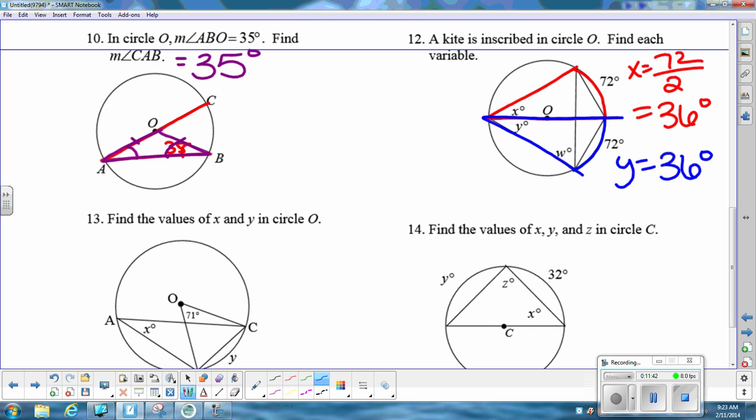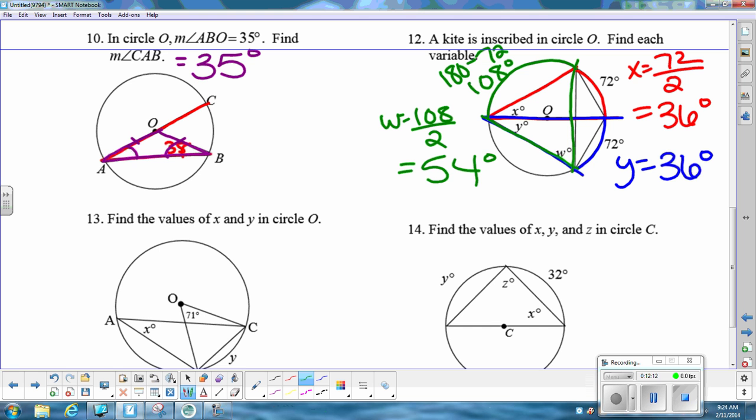So then we look at angle W, which is what I have marked off here in green. It makes this arc. Well, if we notice, the green arc makes 180, which is half the circle, with the 72. So the green would be 180 minus 72, so this is going to be 108 degrees. And angle W would be 108 divided by 2, so W is 54 degrees. And there's number 12.